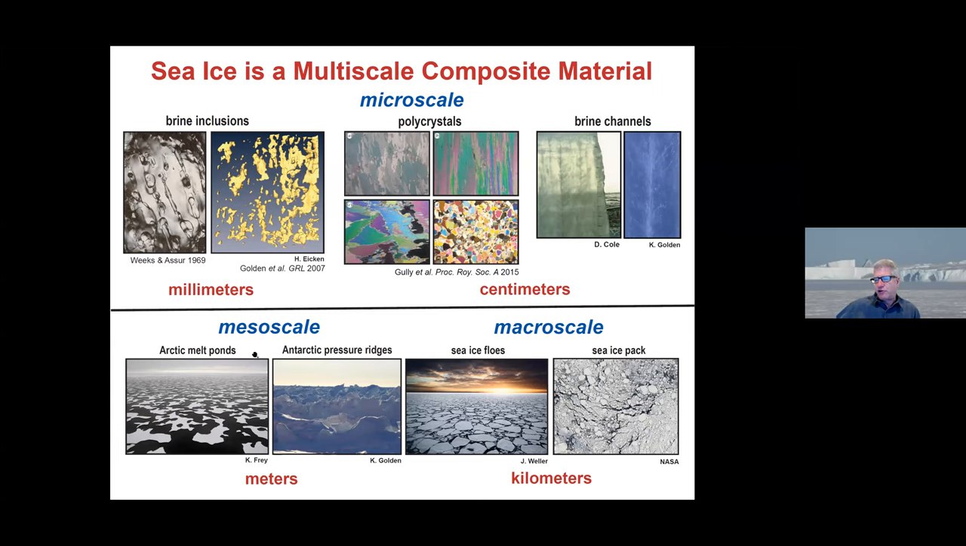And then on the mesoscale, moving up in scale, there are melt ponds or Antarctic or Arctic pressure ridges, which can last for miles. And then on the real macro scale, and this will be an important point of view, the ice pack itself is a multi-scale, hierarchical, fractal type of composite, a granular composite of ice floes in a seawater host.